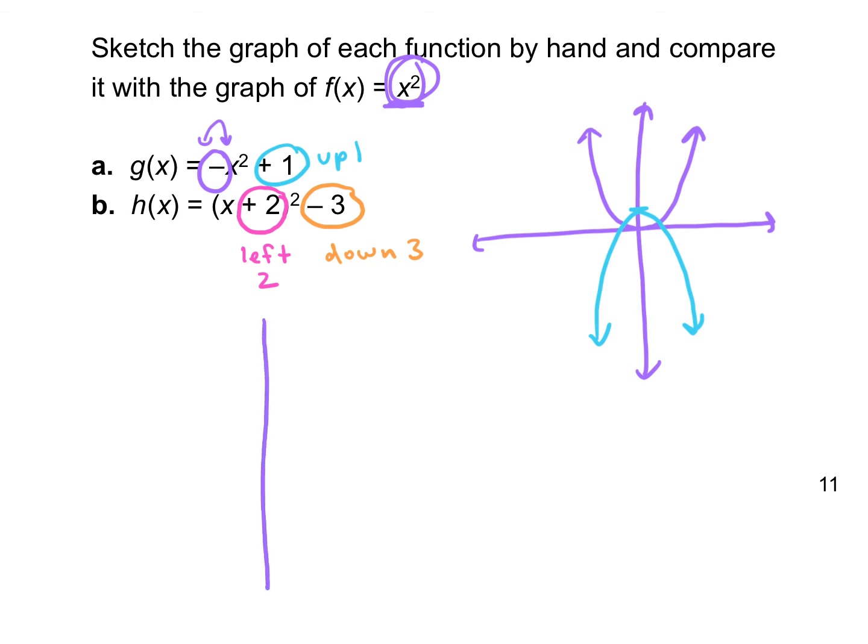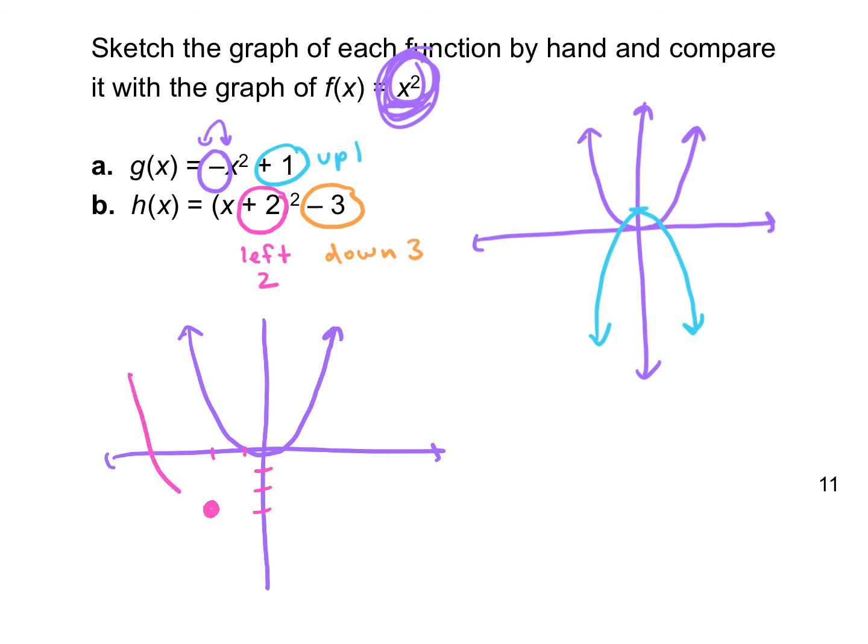So our basic graph would start at 0, 0 and go here. So this is just our x squared. That's this one. But for B, we have to move to the left 2 and go down 3. So now our vertex is going to be down here, and then we just draw our parabola from there.